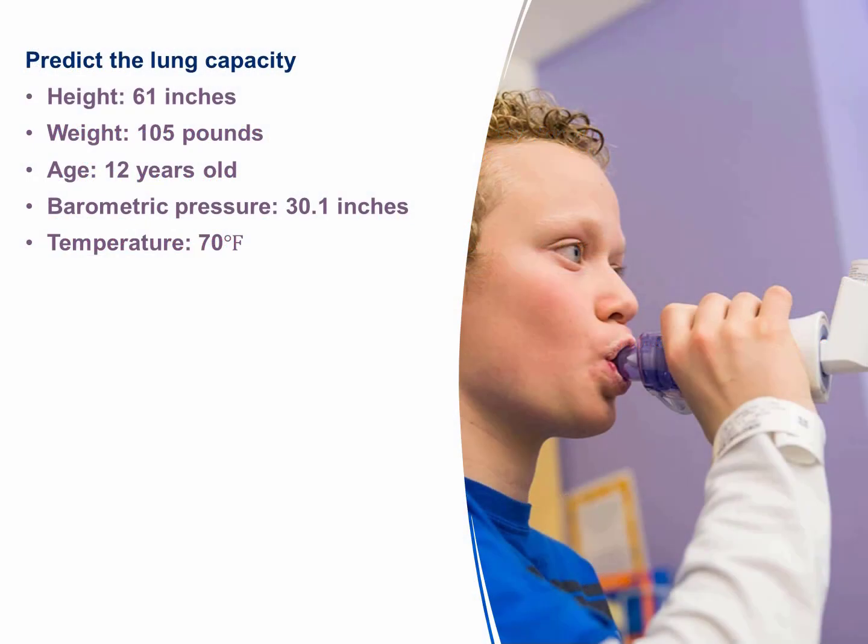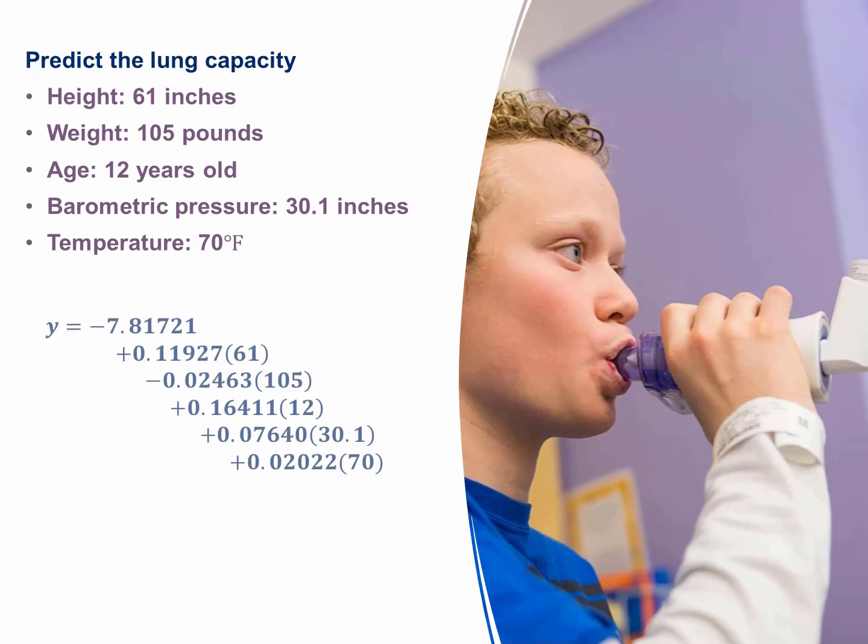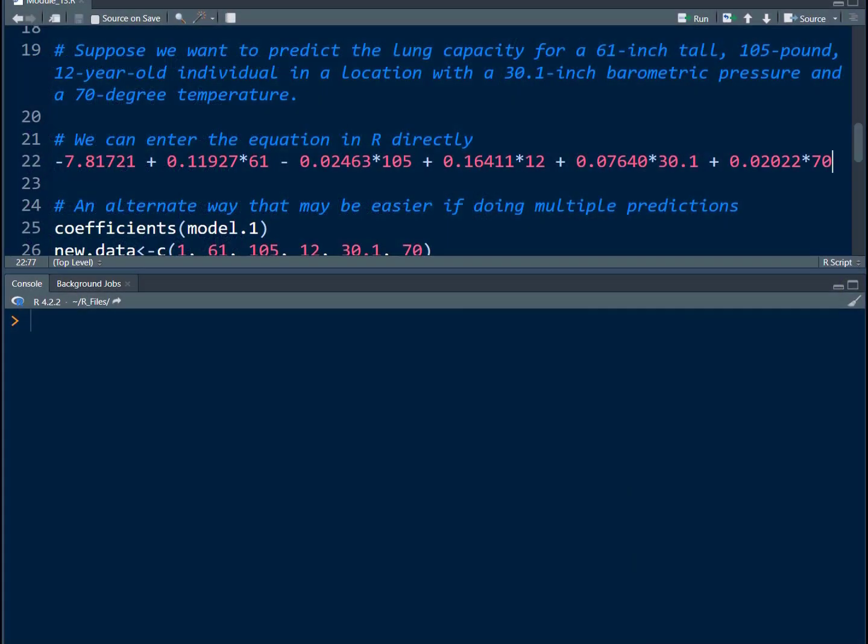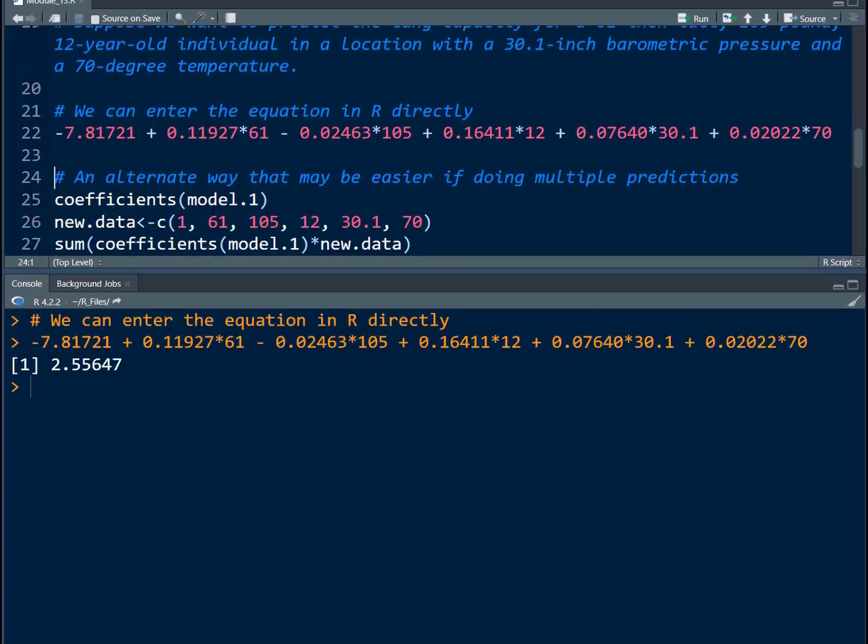Now suppose we wanted to predict the lung capacity for a 61-inch tall, 105-pound, 12-year-old individual in a location with a 30.1-inch barometer pressure and 70-degree temperature. To make the prediction, we input these values into the equation. Now, we can directly input the explanatory variable values into the equation, and this yields a predicted lung capacity of 2.556. If you're doing multiple predictions, an alternate method may be easier.